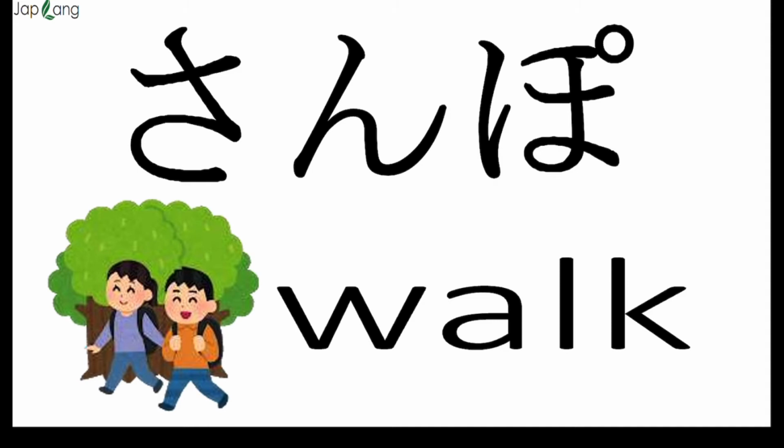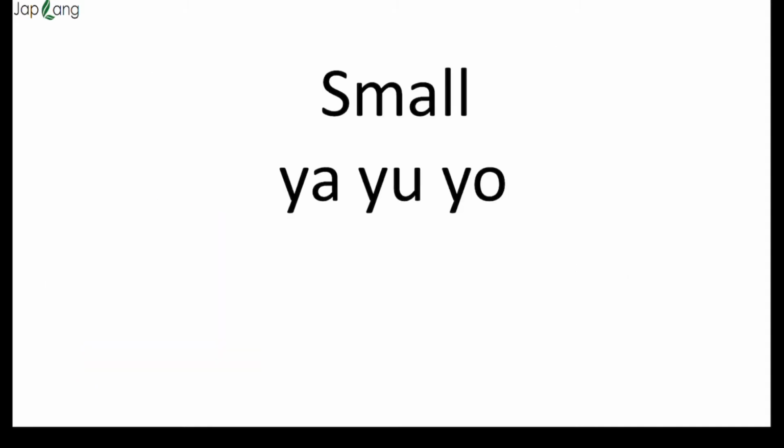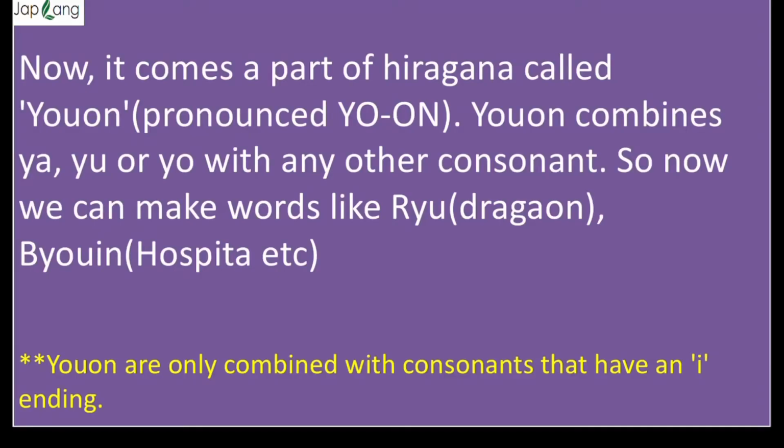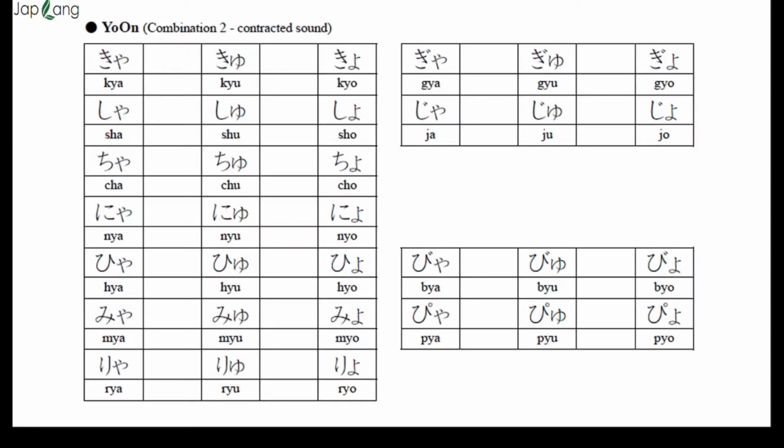Alright. So now we move to small ya, yu, yo. So we talked about small ya, yu, yo. You can see now it comes to a part of hiragana called yoon. Yoon combines ya, yu or yo with any other consonant. So now we can make words like ryu, dragon, byoin, hospital, etc. Yoon are only combined with consonants that have an i ending, that is ri, shi, ki, all those things. You can just listen to the Japanese sound, please.